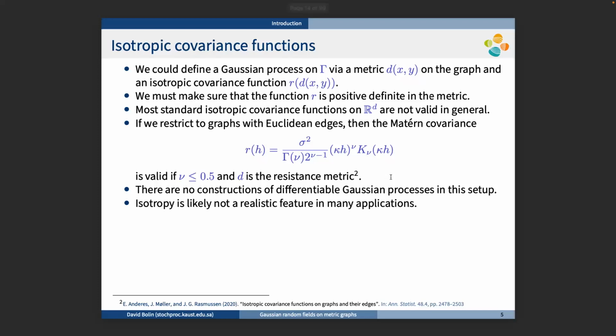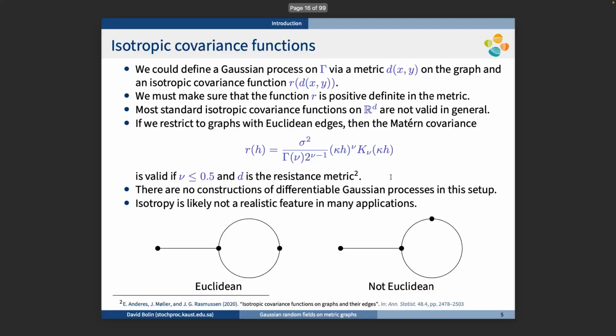Another thing that is, I would say, problematic with this approach is that this isotropy assumption might not be that realistic. This is a very popular assumption when you work with models on R^d, basically saying that the correlation between 2 points in space only depends on the distance between the points. But in the setting of a network, it's not as clear that is a desirable feature, especially if you think of river networks where the correlation might very much depend on if you have, say, a crossing between two rivers in between the 2 points you're measuring the correlation of or not.